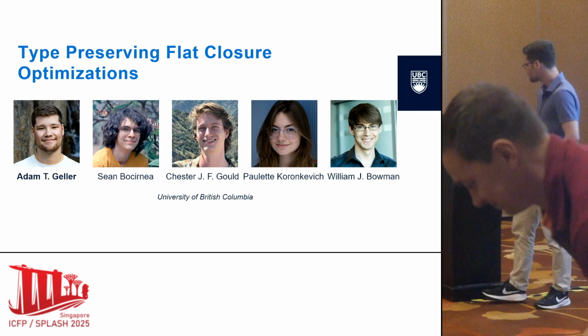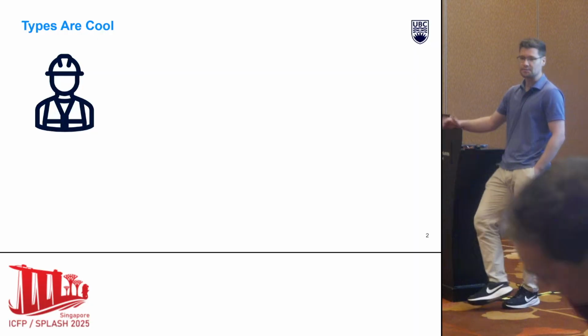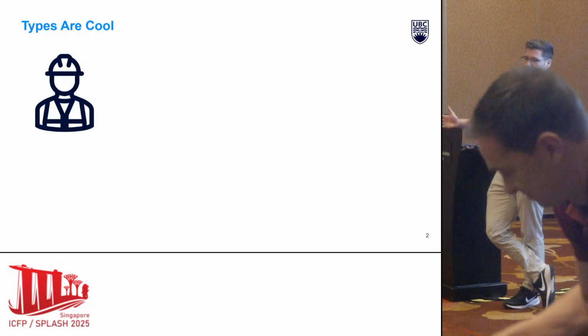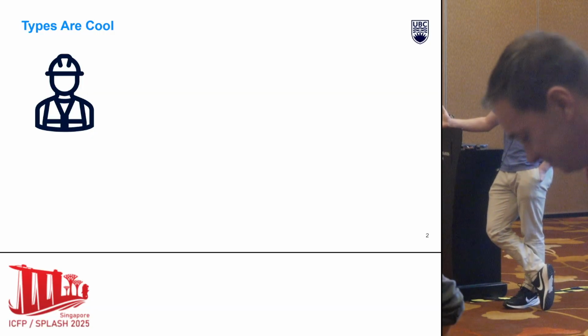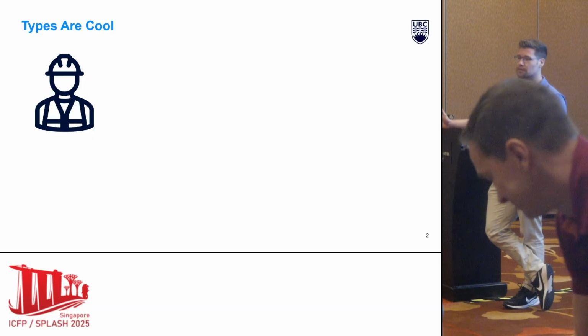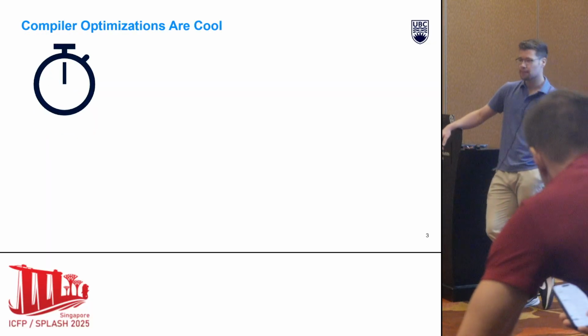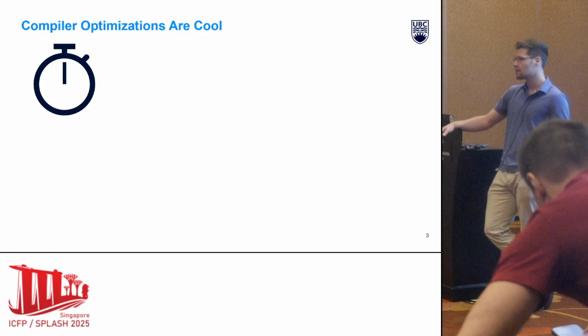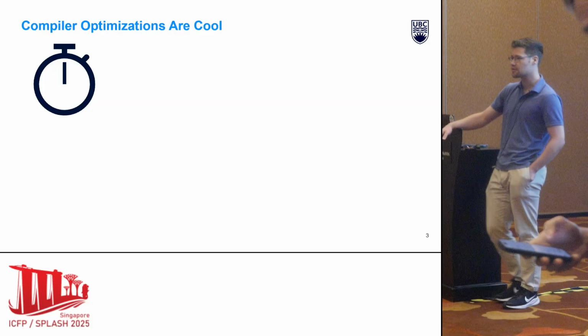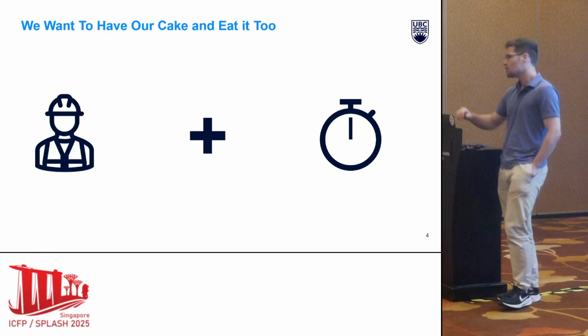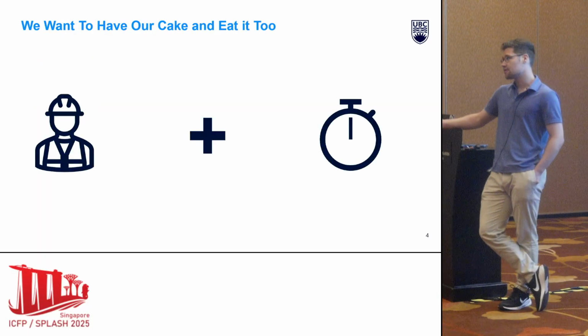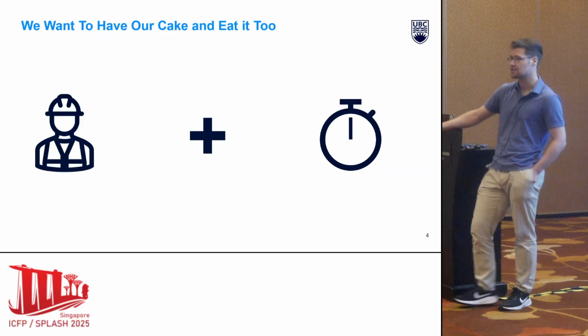Awesome, let's go. So this is the type session. I think we can all agree types are cool. We like types. They allow us to reason about safety properties of our programs. I happen to like compiler optimizations also. I think those are also cool. They make our programs harder, better, faster, stronger. I'd really like to have both of these things together. I would like to have type-safe compiler optimizations.